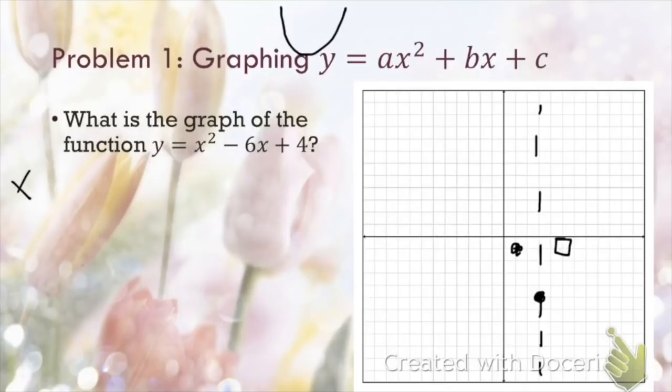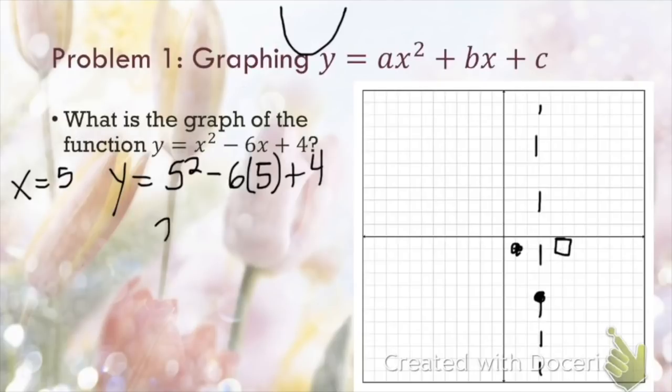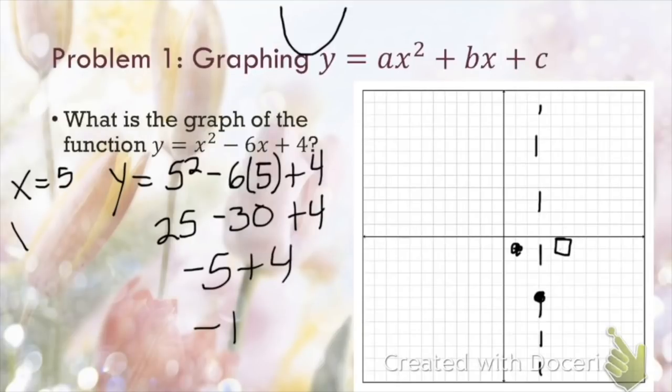So I'm going to try plugging in x equals 5. Y equals 5 squared minus 6 times 5 plus 4. 25 minus 30 plus 4. Negative 5 plus 4, and again with negative 1. So 5, negative 1 is in fact my other point on my parabola.